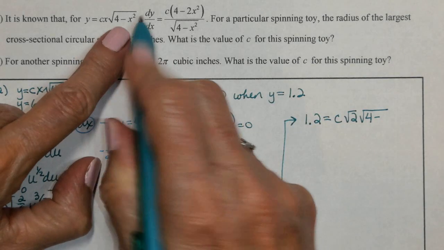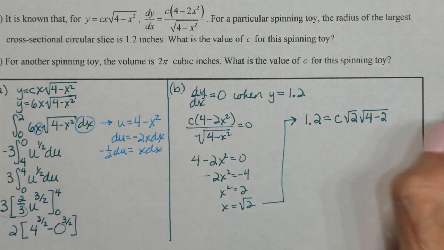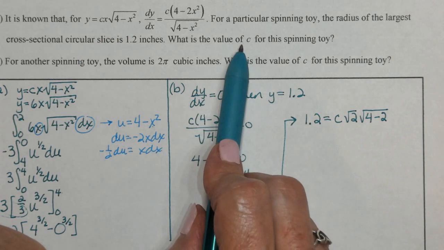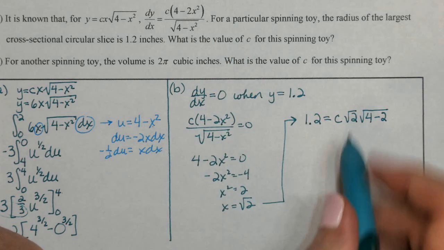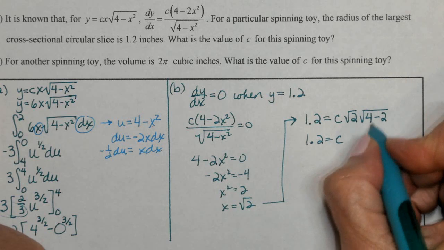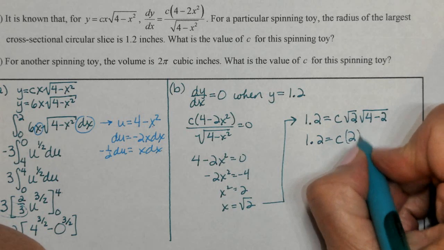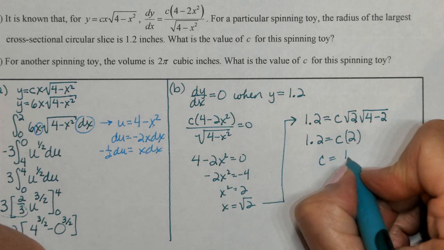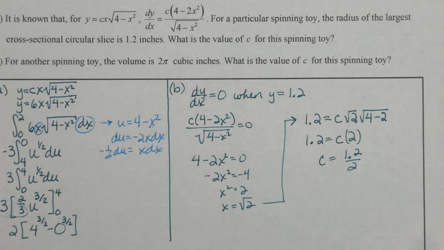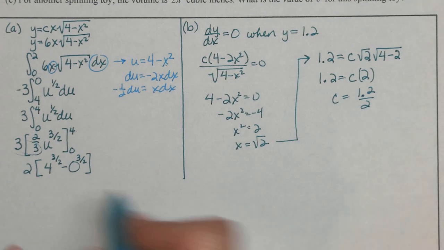The square root of 2 squared is 2. I need to solve that for c. We're asked to find the value of c. Now it gets super easy. We've got 1.2 is equal to c times square root of 2 times square root of 2, which is 2. So c is 1.2 over 2.6. But I'm going to say stop right there. That was the value of c.